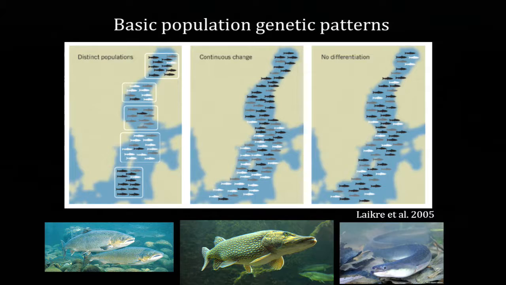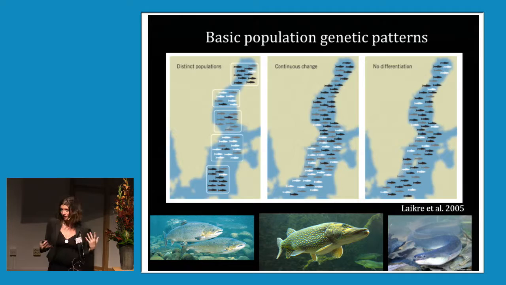We can also think about a situation where we have absolutely no differentiation at all. We just have one big population. And of course, in a management situation, these two situations are very different from each other. Here, maybe we want to protect each population separately. Here, we need a big management plan for the entire system. An example of a species that shows this type of population structure is the European eel, where we see basically no differentiation over the Baltic Sea.